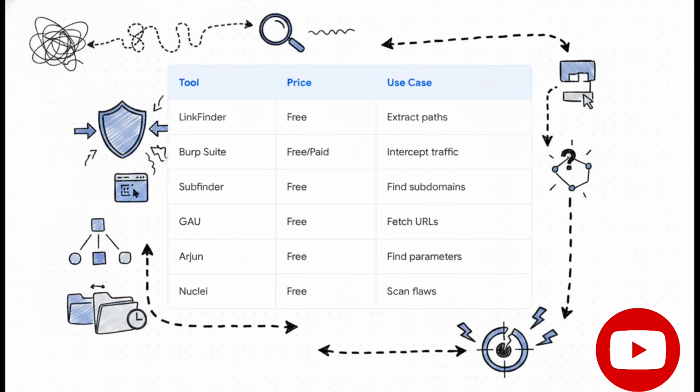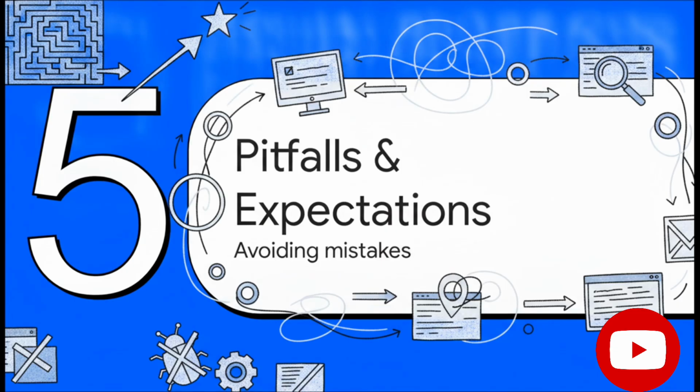But then you add Arjun, an awesome open-source tool that discovers hidden HTTP parameters within the very endpoints LinkFinder just found for you. And lastly, you use Nuclei to automatically scan those discovered endpoints for known security flaws. Linking all these tools together, that is exactly how the professionals scale up their operations. Finally, Section 5, Pitfalls and Realistic Expectations. Avoiding beginner mistakes to ensure success.